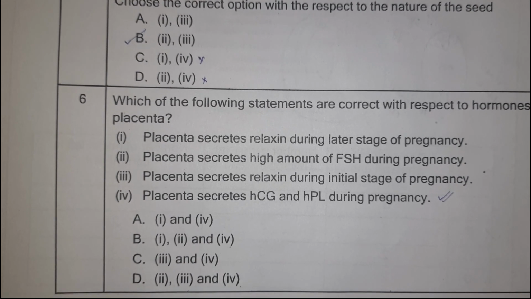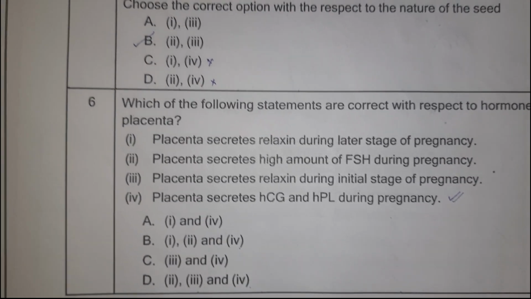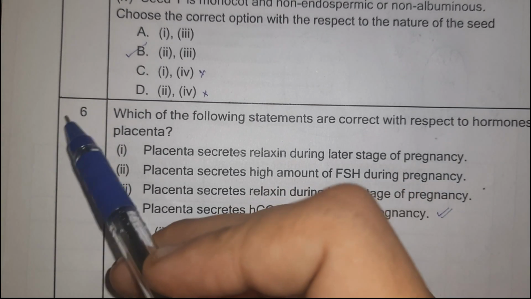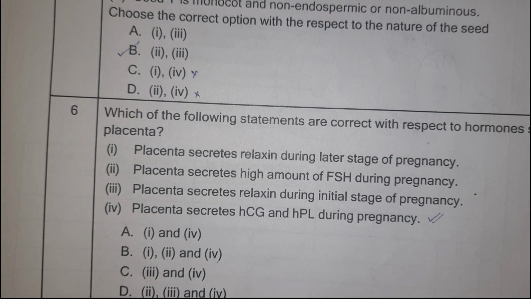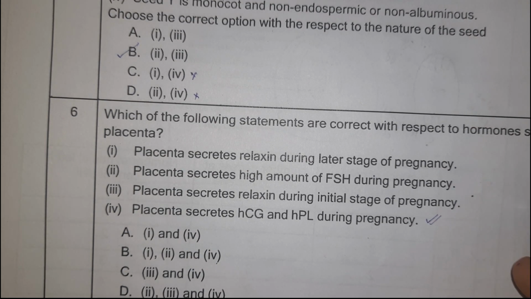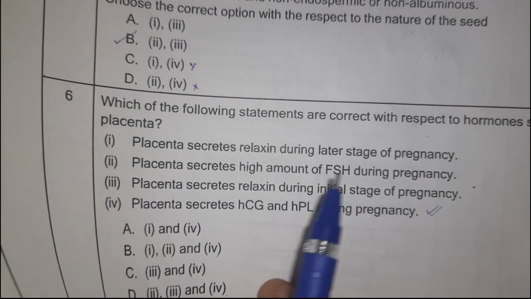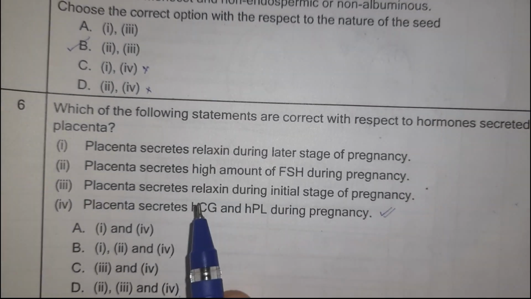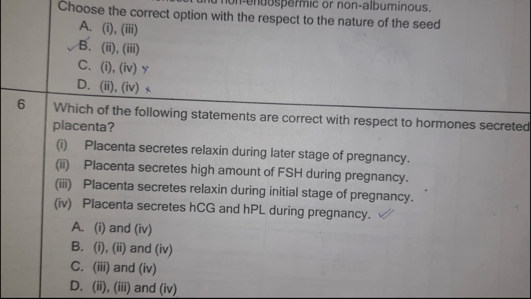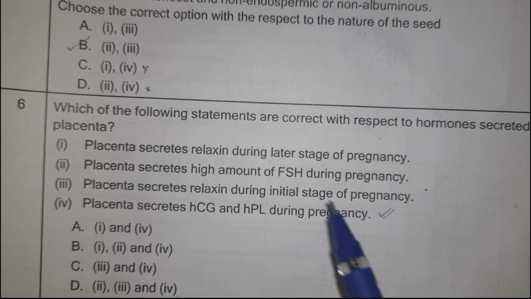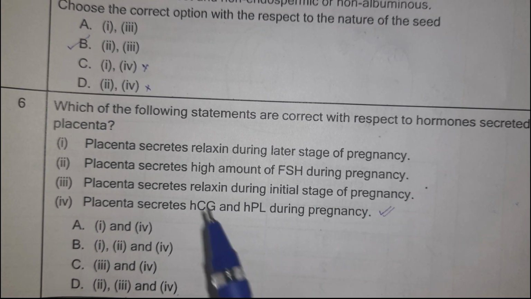In the last video, we discussed questions up to question number 5. Today, we are going to solve question number 6. The question says, which of the following statements are correct with respect to hormones secreted by the placenta? What is the placenta? The placenta is a structure responsible for providing nutrition to the embryo from the mother's body. So we have been asked about the hormones.